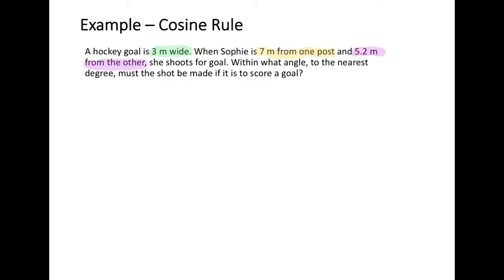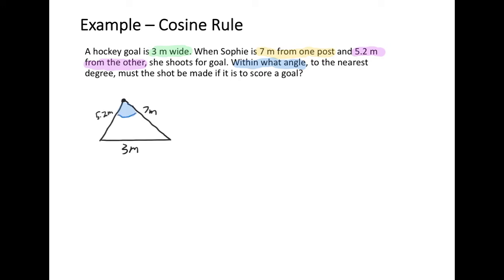So I'm going to draw a triangle. I'm going to start off with a hockey goal, which is going to be 3 meters apart. Then I've got Sophie standing over here, and if I draw lines down to each corner of the goal, one side is going to be 7 meters and the other side is going to be 5.2 meters. Going back to the question, we need to work out within what angle to the nearest degree Sophie must shoot to score a goal. If Sophie is standing here, the angle she needs to score within is that angle there.